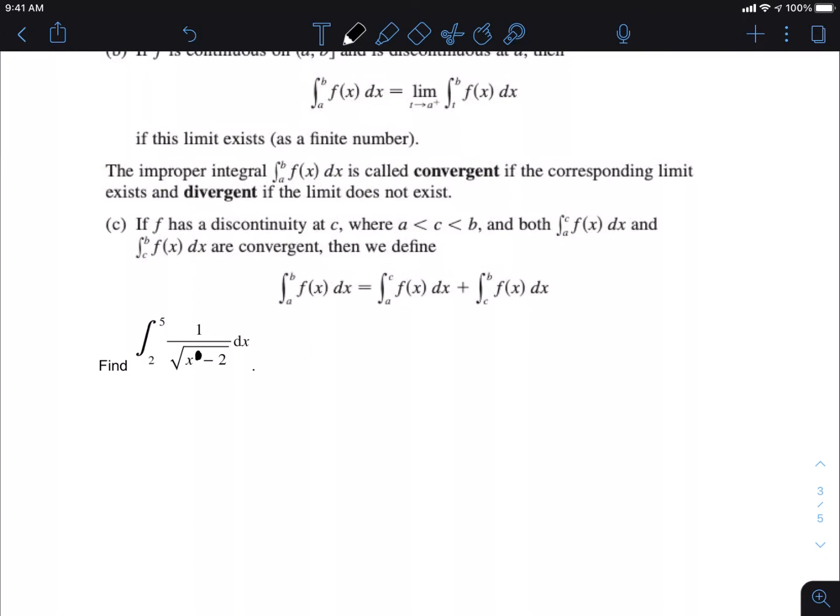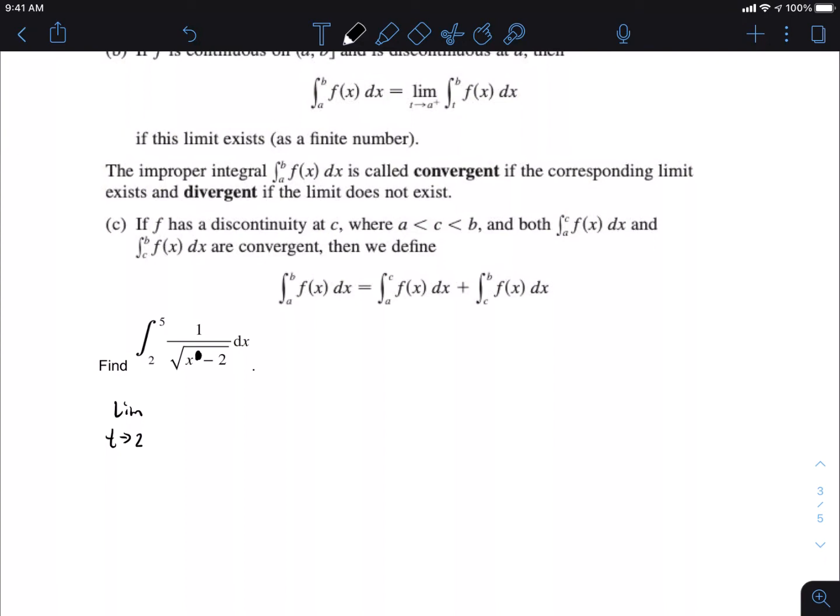Okay. Looking at this problem, we see that we have an issue at 2. And since we have an issue at 2, the important piece to understand is that now we need to take this thing as a limit as t approaches 2. But how do we want to approach it? Do we approach it from the left or the right? Here, if we approach from the left, meaning a value smaller than 2, what happens to our radical?